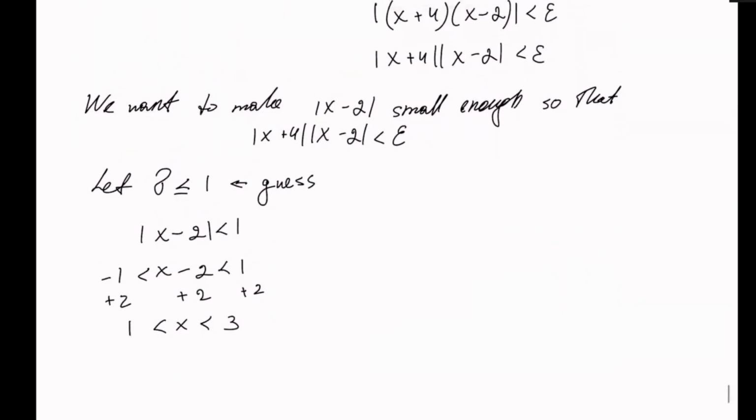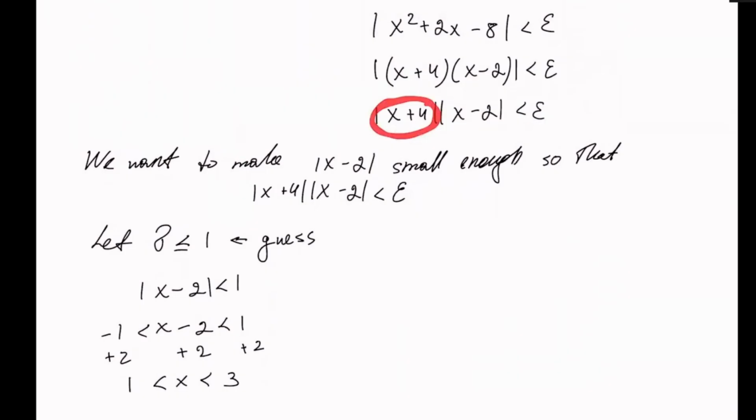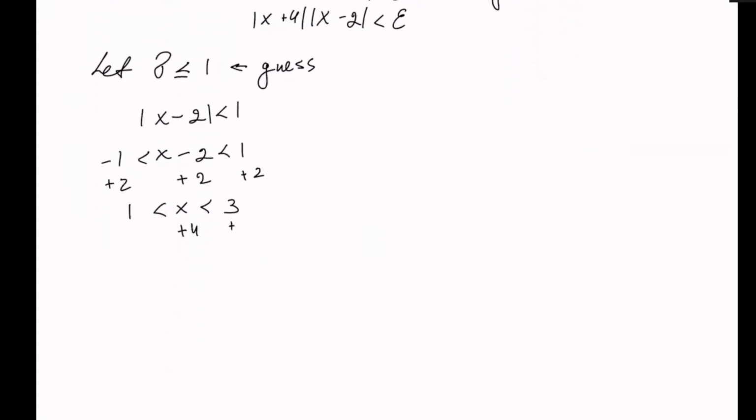From here, we need to add 4 so that we can find the upper bound for this x plus 4 expression. So we'll just add 4, and we have x plus 4 less than 3 plus 4, which is 7, and greater than 1 plus 4, which is 5. We will use this upper bound here because this is the bigger value. Therefore, the absolute value of x plus 4 is less than 7. This is the upper bound we will be using to guess our delta.